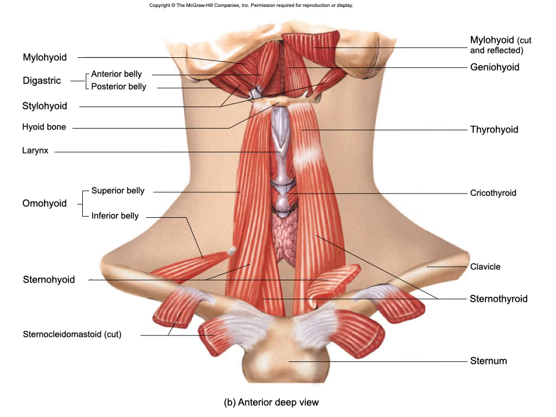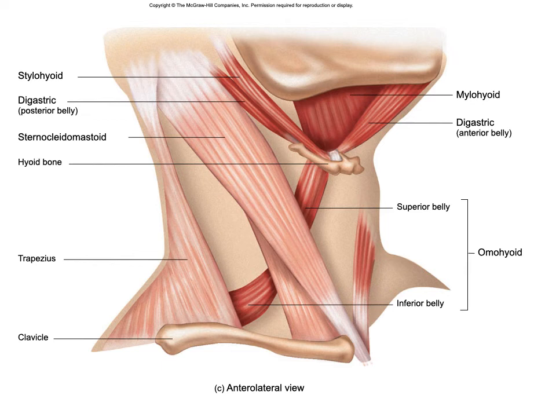This lateral view here helps. You can see the omohyoid running from behind here. They've taken out these other anterior muscles. And here you can kind of see the digastric sweeping through. It comes from the mastoid process up to the point of the chin, but its center anchor is on the hyoid bone.